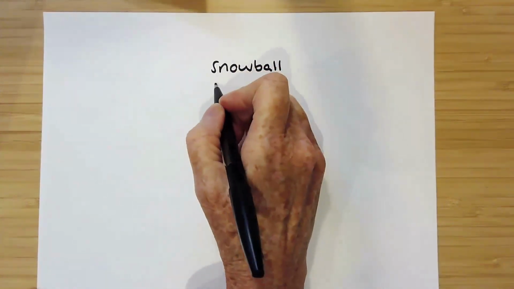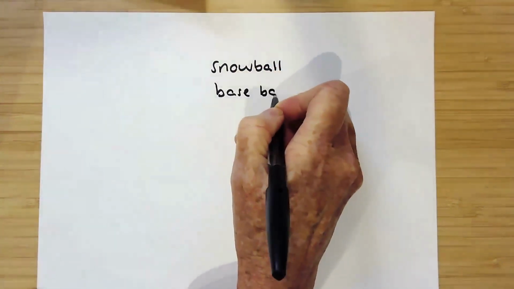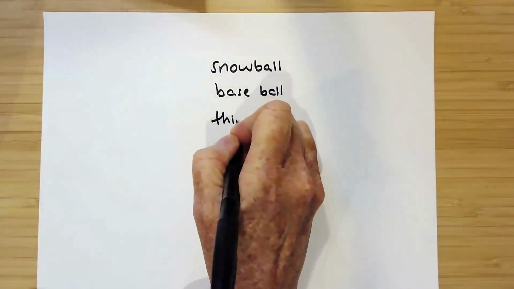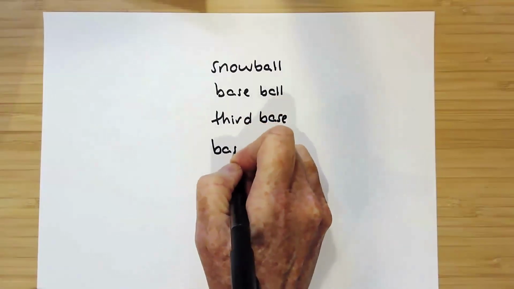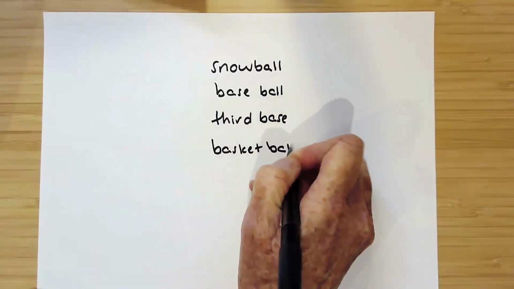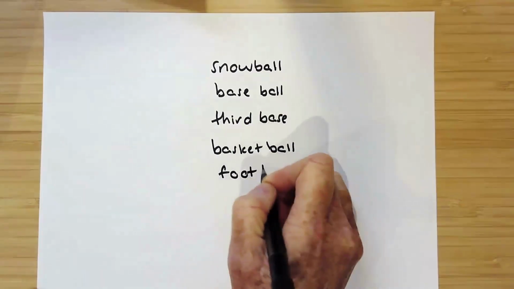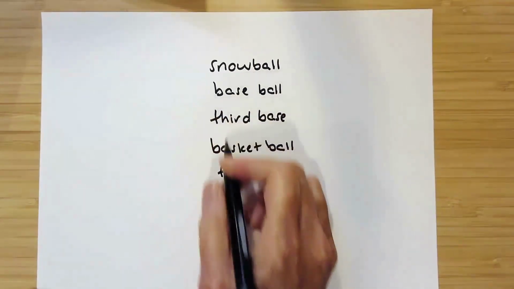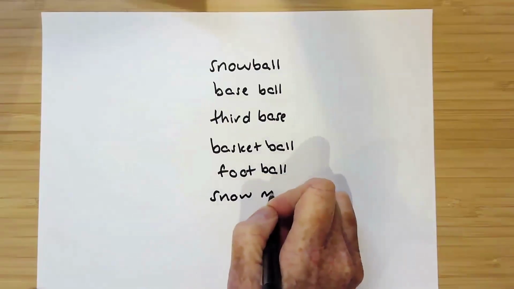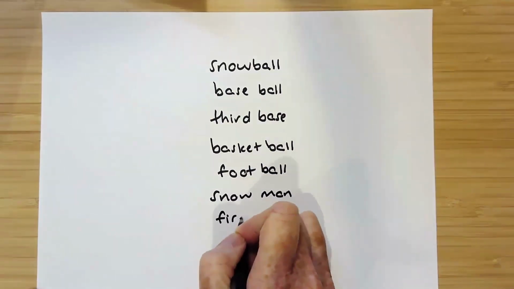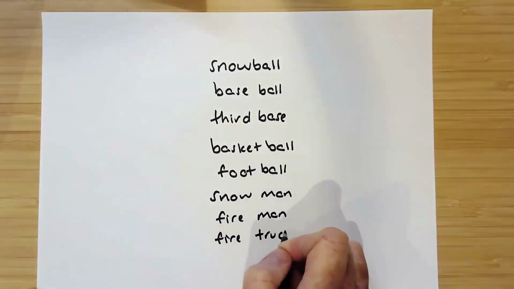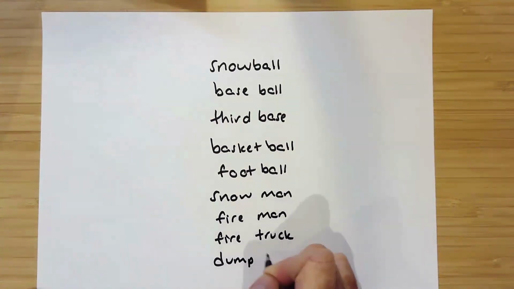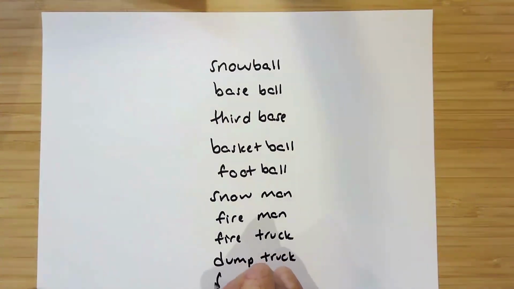Like maybe from snowball, we're going to go to baseball. And then maybe I might go to third base from that. And then maybe I'd go back to ball. And I might do basketball. And then maybe I might do football. And then maybe I want to go back to snow. And now I've got snowman. And then maybe that leads me to fireman, and that leads me to fire truck, and maybe that leads me to dump truck. And then I go back to fire, and I'm going to get to firestorm, and that's going to lead me to thunderstorm.